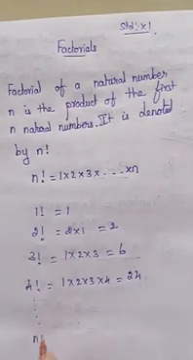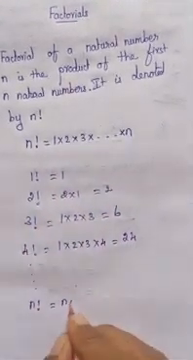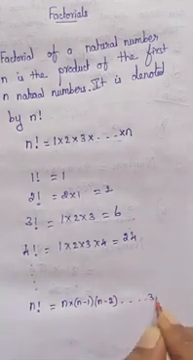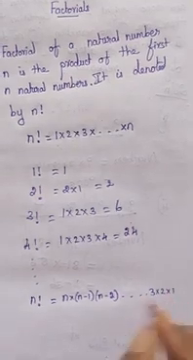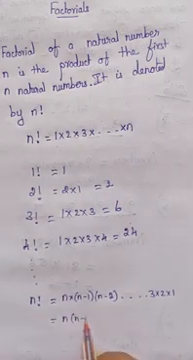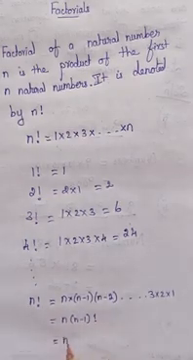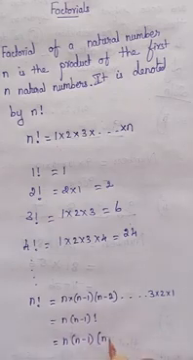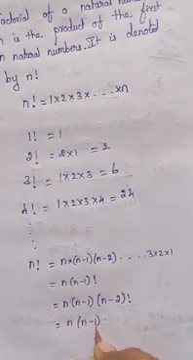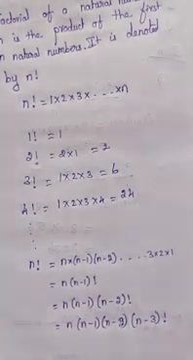Now n factorial can be written, and I am writing this in reverse order, as n into n minus 1 into n minus 2 and so on up to 3 into 2 into 1. So this is n into n minus 1 factorial, or we can write this as n into n minus 1 into n minus 2 factorial, or even n into n minus 1 into n minus 2 into n minus 3 factorial.